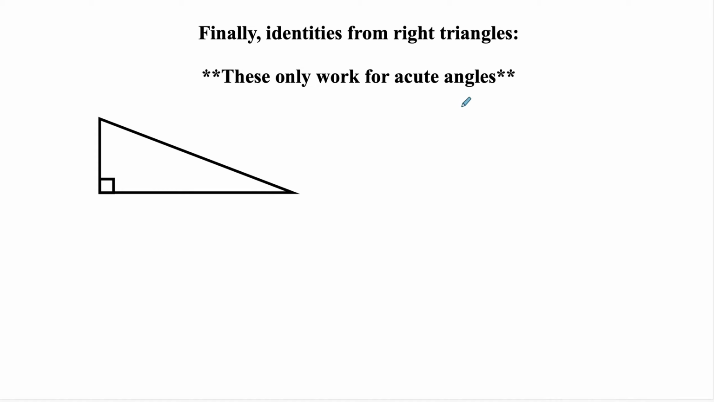Now, identities from right triangles. These only work for acute angles, by the way, because what we're going to use is a right triangle. So if I'm looking at this, and let's say this angle is theta, being a right triangle, how much is left for this angle? The answer is 90 minus theta. If you think about it, these two angles have to add to 90. So if this one's theta, this would be 90 minus theta. What does this get us? We know that the sine of theta is equal to the opposite over the hypotenuse. Let's go with x, r, and y. We know that it's equal to x over r.